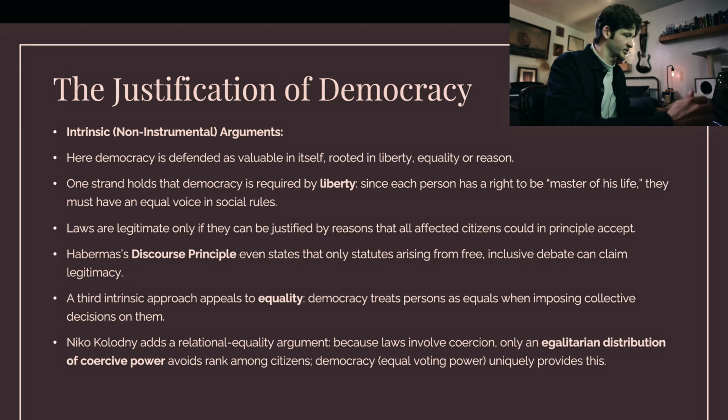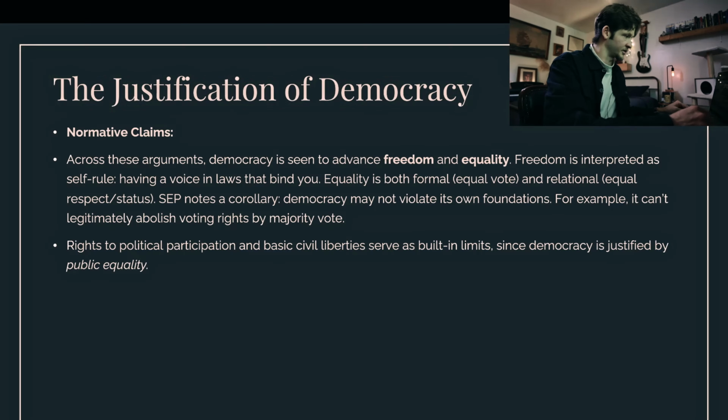A third intrinsic approach appeals to equality. Democracy treats persons as equals when imposing collective decisions on them. Nico Kolodny adds a relational equality argument. Because laws involve coercion, only an egalitarian distribution of coercive power avoids rank among citizens. Democracy, which is equal voting power, uniquely provides this, according to Kolodny. Now, more normative claims. Across these arguments, democracy is seen to advance freedom and equality. Freedom is interpreted as self-rule, having a voice in laws that bind you. Equality is both formal, equal vote, and relational, equal respect and status.